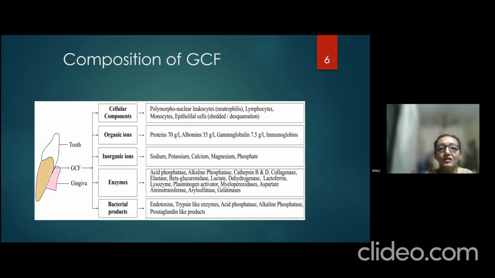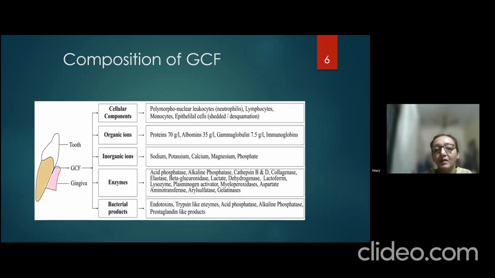So the main composition of the gingival crevicular fluid: it contains cellular components, organic ions, inorganic ions, enzymes, and bacterial products. So what are the cellular components? Cellular components mainly are composed of the neutrophils, then the lymphocytes, monocytes, and the epithelial cells, the cells which are desquamated from the epithelium. The organic ions include the proteins, albumins, gamma globulins, and immunoglobulins. The inorganic content includes sodium, potassium, calcium, magnesium, and phosphates.